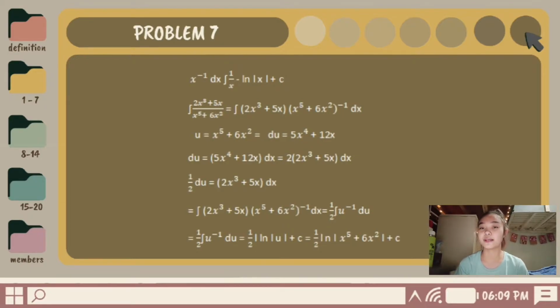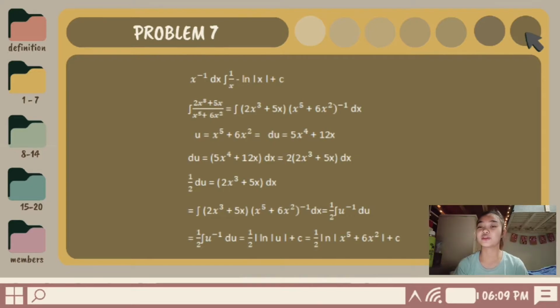Our u will be x to the 5th plus 6x squared. Getting du, we will have 5x to the 4th plus 12x. du is equal to 5x to the 4th plus 12x dx, and du is equal to 2 times 2x cubed plus 5x dx. Then move the constant 2 before the equal sign. It will be 1/2 du is equal to 2x cubed plus 5x dx.